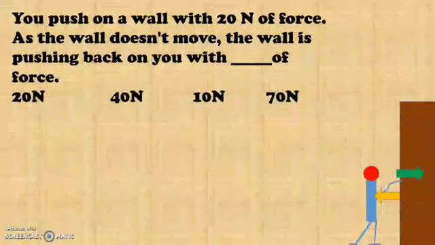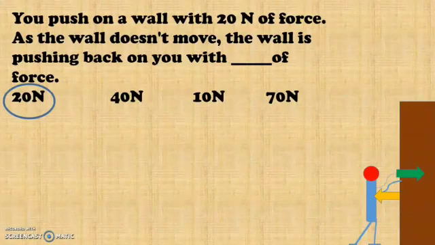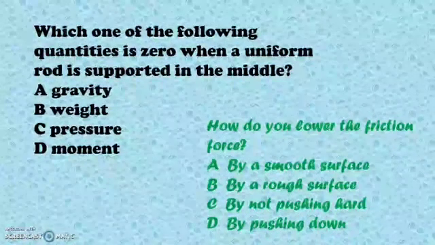You push on a wall with 20 Newton of force. As the wall does not move, the wall is pushing back on you with what force? Options are 20 Newton, 40 Newton, 10 Newton and 70 Newton. The correct option is 20 Newton, because both forces cancel each other, so the wall is still standing at its position.